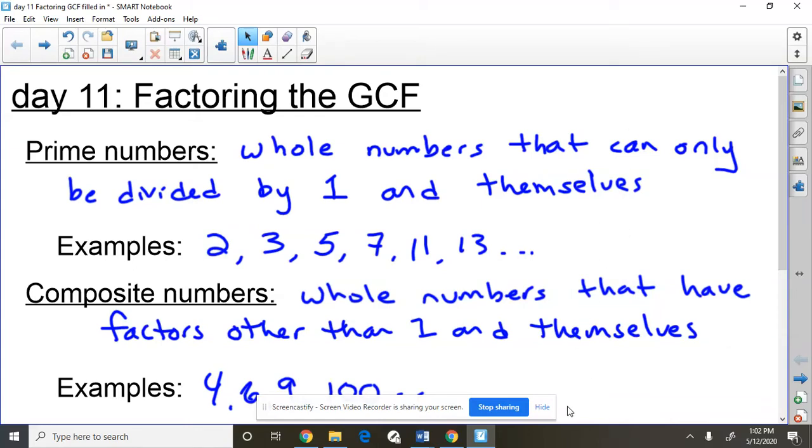Today we're going to begin the next part of this chapter on polynomials and talk about factoring. And we're going to start with a specific type of factoring called factoring the GCF. Before we can get to factoring the GCF, we need to be able to find the GCF.